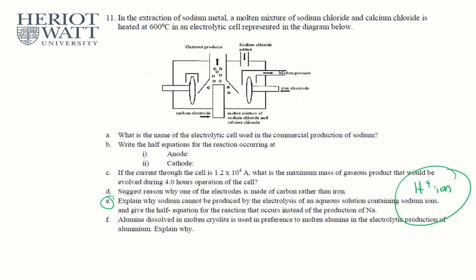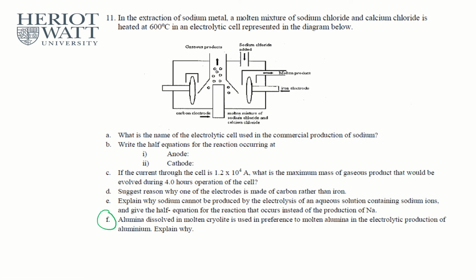So write the half equation for the reaction that occurs instead of the production of sodium. So the half equation is the production of hydrogen: hydrogen ions plus 2e, right? You're getting hydrogen gas instead of sodium metal if water is present, right? That's for E.